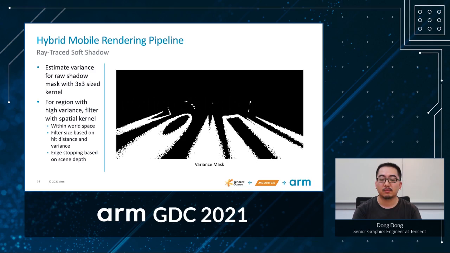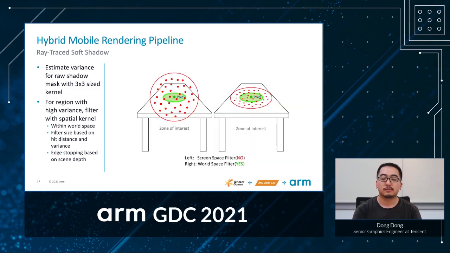Once we get the noisy shadow mask, our spatial denoiser is applied. Firstly, we build a shadow mask variance estimation with 3x3 sized kernel. For region with high variance, we treated it as penumbra, which need to be filtered. For region with low variance, we just passed it through. The spatial filter is invoked within workspace, and the radius is derived from both ray hit distance and the shadow mask variance. To prevent overblurring, we use edge stopping function based on the depth and normal difference between nearby pixels.